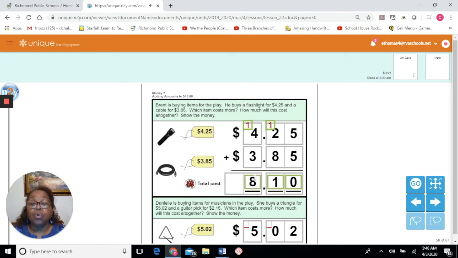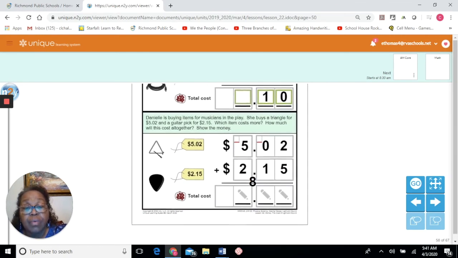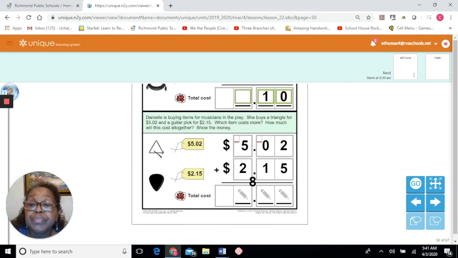Excellent. The total cost is $8.10. I hope you notice that we're counting old school today. When I was learning how to add, we did not use calculators. So we had to do everything in our head and on our hands. There's nothing wrong with that. It works every time. All right, let's do our next problem.